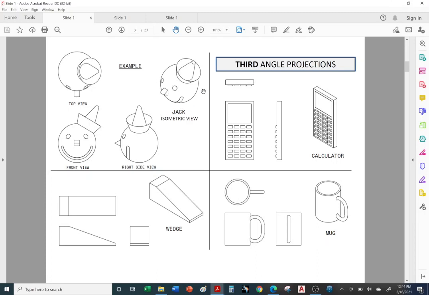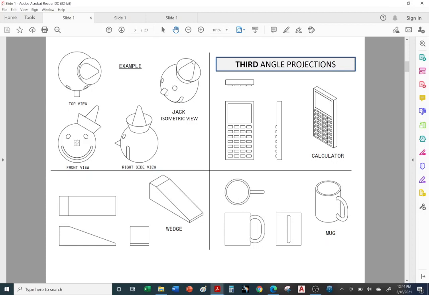Once again, here we have our isometric view. If we're standing in this area, imagine Jack is a large building. We're standing here, looking straight into Jack's eyes. We're going to get this front view. Again, this is Jack's mugshot. Stare straight into the camera.